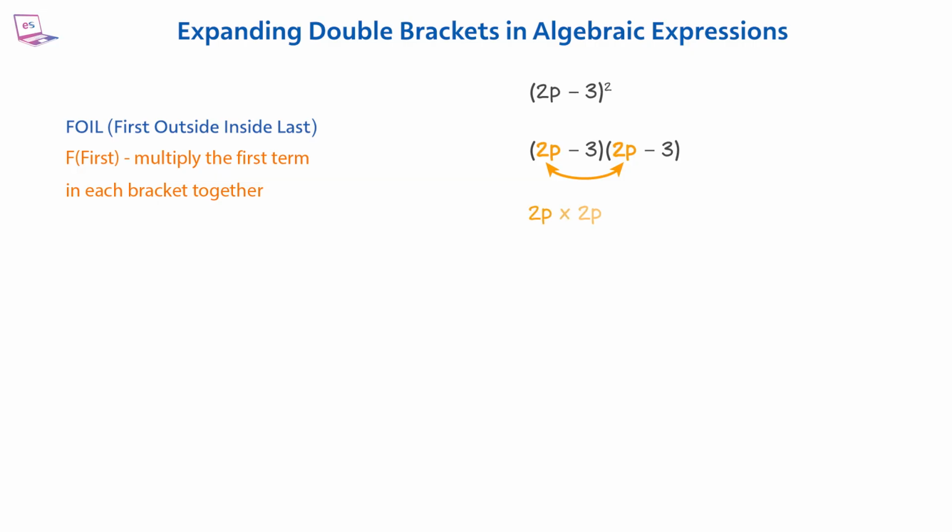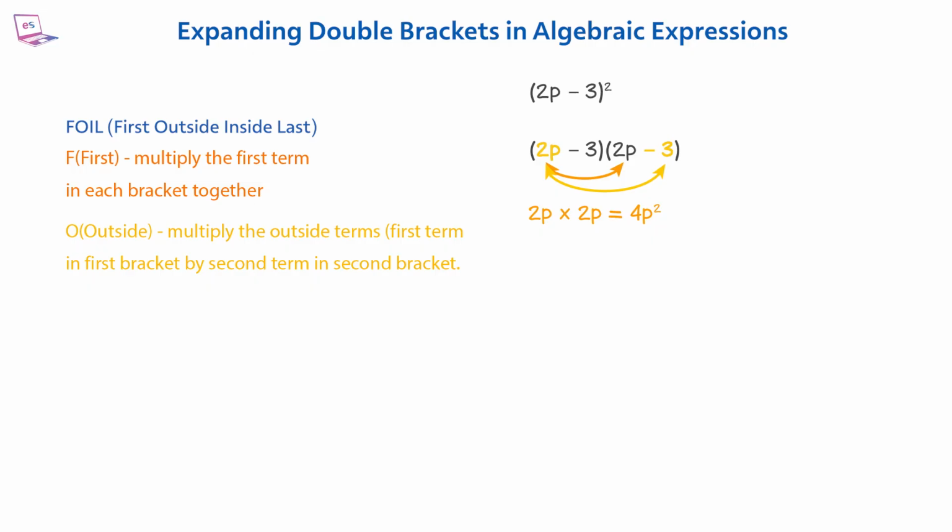It will be 2p times 2p, which equals 4p squared. Next, let's move to O, outside, which means multiply the outside terms, first term in the first bracket by the second term in the second bracket. It will be 2p times minus 3, which equals minus 6p.